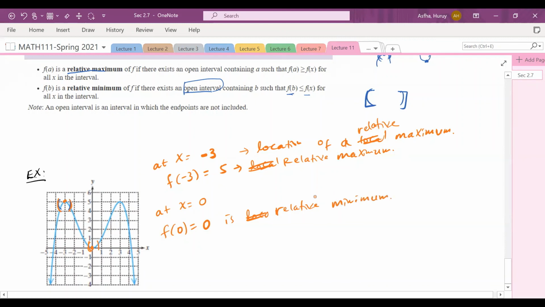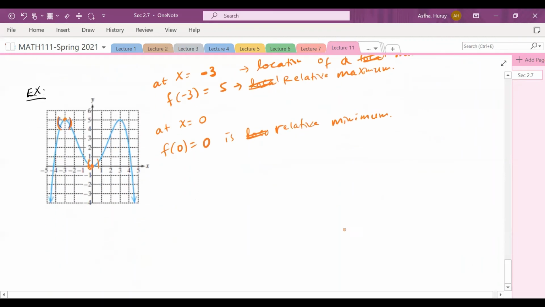Okay, and then here we have another local maximum, and that's at x equals 3. So f of 3 is 5 again, which is a relative maximum. As you can see, we can have many relative maximum values or many relative minimum values. Or sometimes we may not have a local minimum or local maximum.